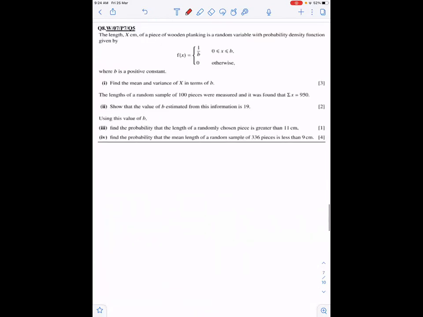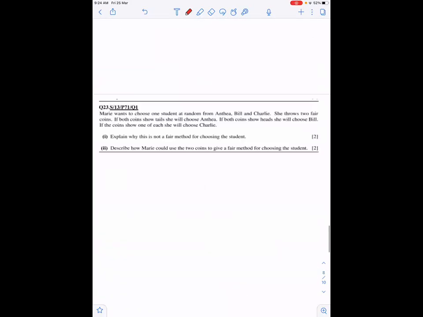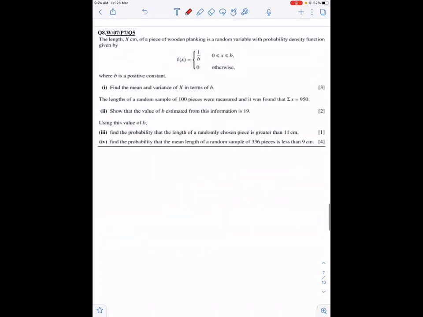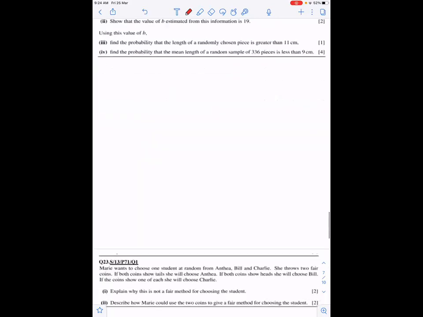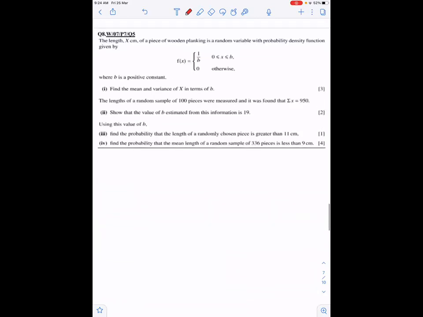Okay, this is a question. I would like to do one question from continuous value distribution, and one from Poisson and one from binomial at least before we move on to the normal questions. So this question which I've chosen: the length x centimeters of a piece of wooden planking is a random variable with probability density function given by this, where b is a positive constant. Find the mean and variance of x in terms of b.